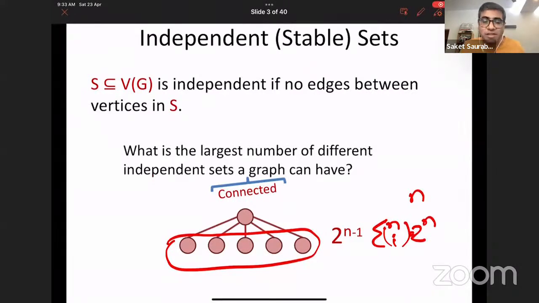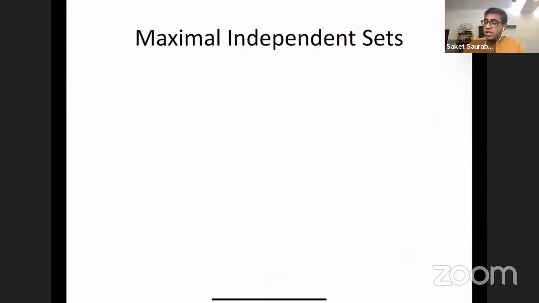What would be an interesting question is: can I prove something non-trivial about the number of such independent sets? So just asking for independent sets was not the right question. But what about maximal independent sets?